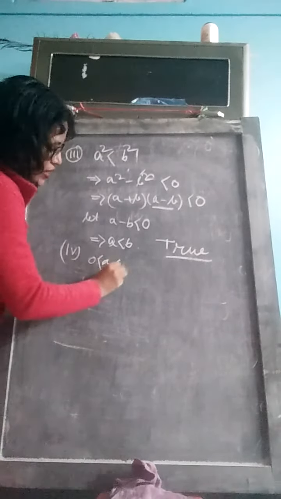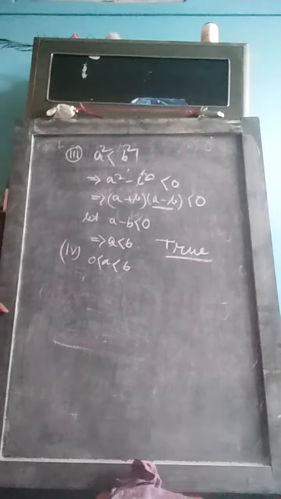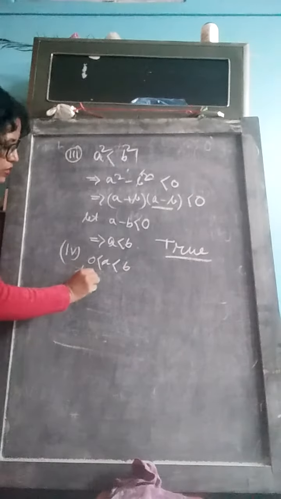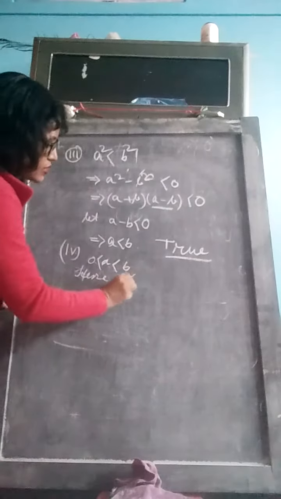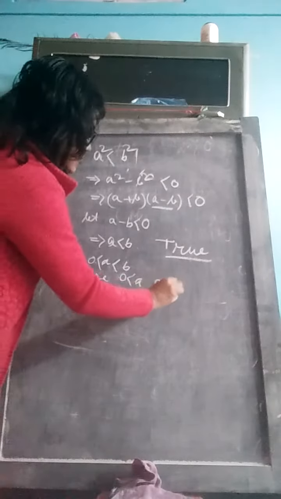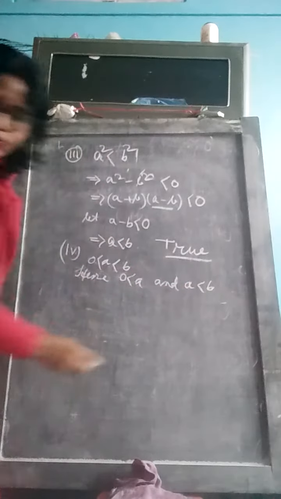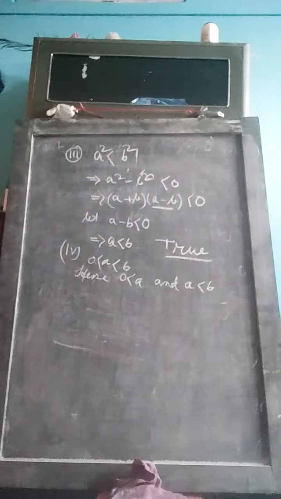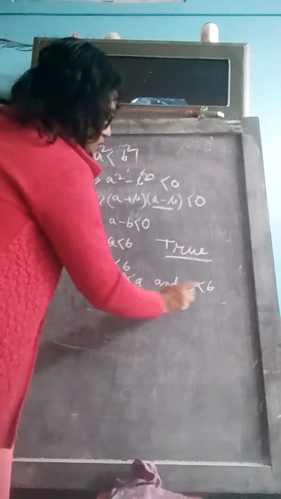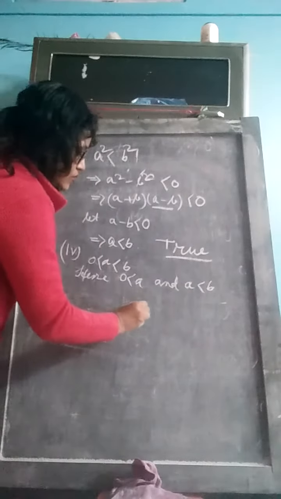0 is less than a and a is less than b. Here what is given? 0 is less than a and a is less than b. See here, what we need to prove? a square is less than a into b. It is a is less than b.